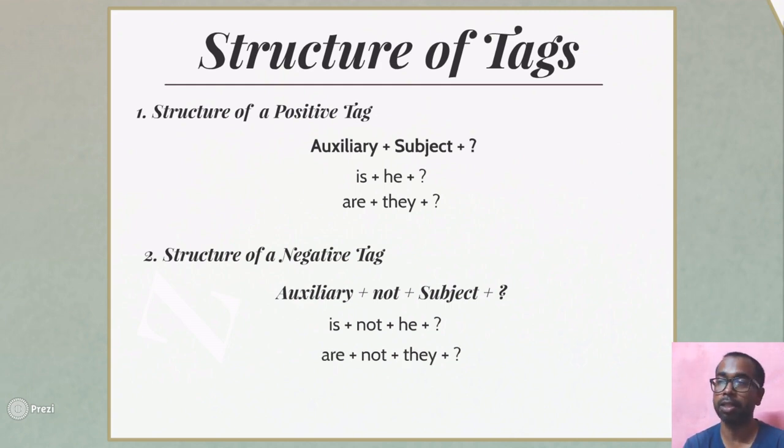Let's go for the final example. Are not they? They are, okay, they are happy with the movie. Aren't they? They are happy with the movie. Aren't they? So here again, you can see they are happy with the movie. That's a positive statement. It's taking a negative tag, aren't they? Hopefully, till now, we are clear about the basic structure of a positive tag and a negative tag.